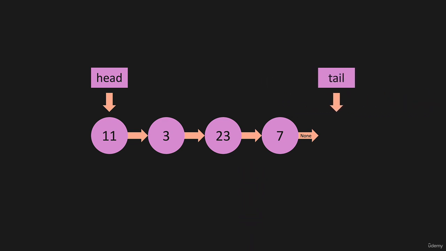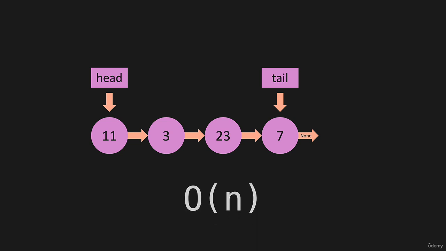So in order to get to that node, we have to start at the head, iterate through the list until we get to that pointer. Then we can set tail equal to that pointer, and that points it at the 7 node. But because we had to iterate through the entire list, this is O of n.